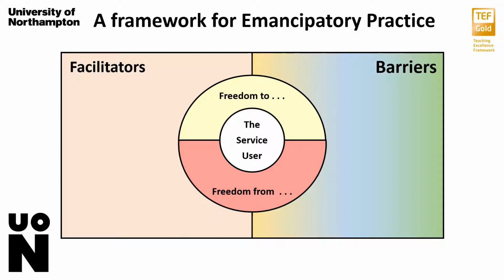So if we consider the barriers, we're going to be using Thompson's PCS model. We're going to be slightly tweaking it and refining it and getting into some more detail of it by comparing it with other people's models like Dominelli's. But fundamentally, we're going to use the PCS model as our basic framework. So we're going to be looking at the personal, the cultural, and the structural factors that limit people's freedom from and freedom to.